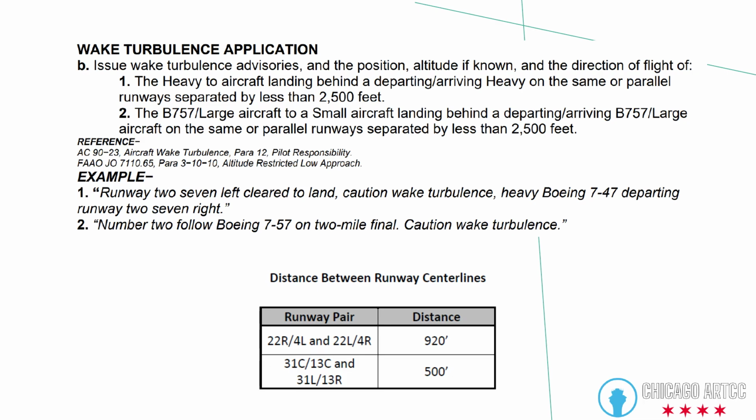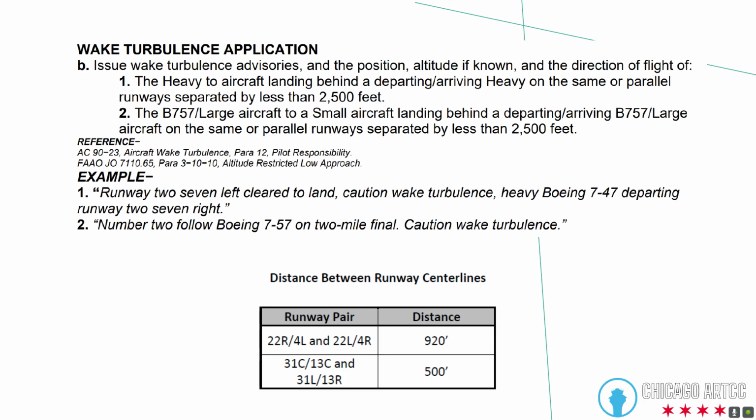Example: runway 27 left, clear to land, caution wake turbulence, heavy Boeing 747 departing runway 27 right. Or number 2, following Boeing 757 on a 2-mile final, caution wake turbulence. And from the Academy and our other slides, you should know the difference now between wake turbulence separation and wake turbulence advisory. And then we've got distance between runway center lines there.